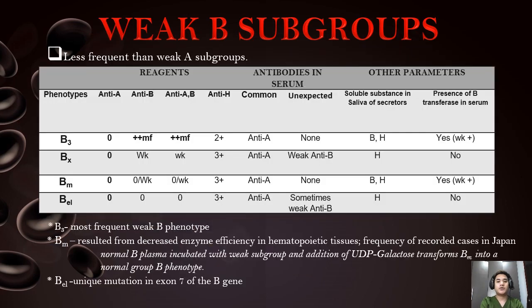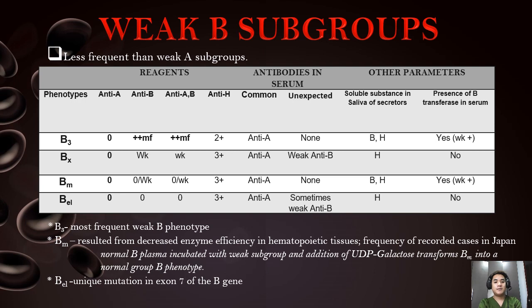So just like your weak A subgroups, weak B subgroups demonstrate the same pattern of reactivity, and that's why, as you can notice class on this table, the phenotypes are almost the same with that of your weak A phenotypes, only that the letter A is replaced by capital B. However, in this case, there's no recorded similar pattern of reactivity for your AY and AN, and that's exactly why we only have here B3, BX, BM, and BL.